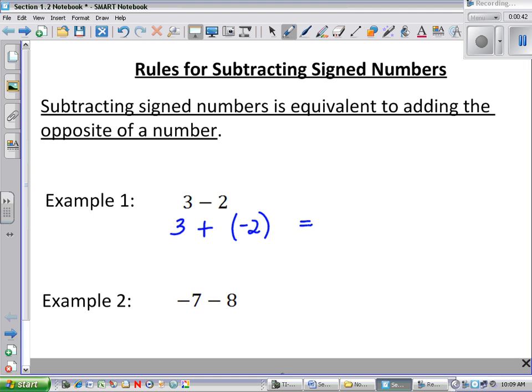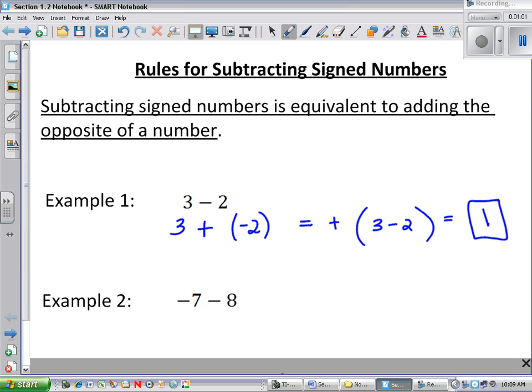We have numbers with opposite signs, so we keep the sign of the larger number and we subtract the larger number minus the smaller. And our final answer, we have a positive. 3 minus 2 is 1. Our final answer is 1.